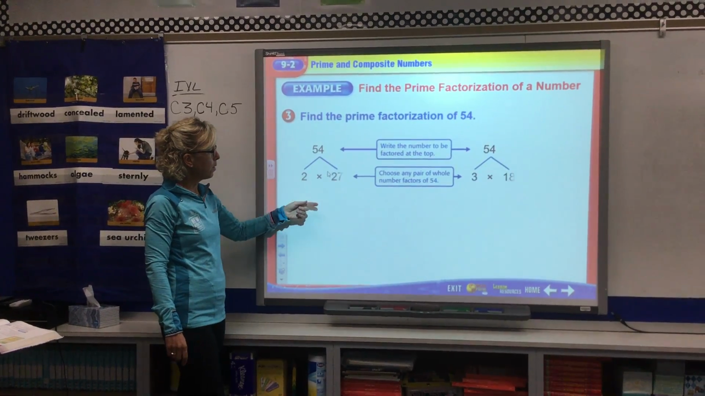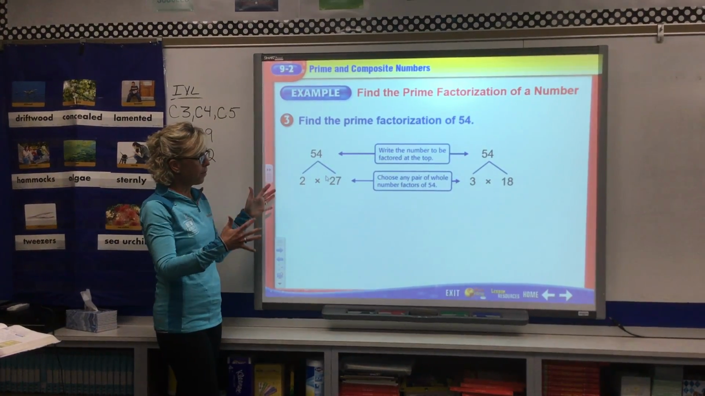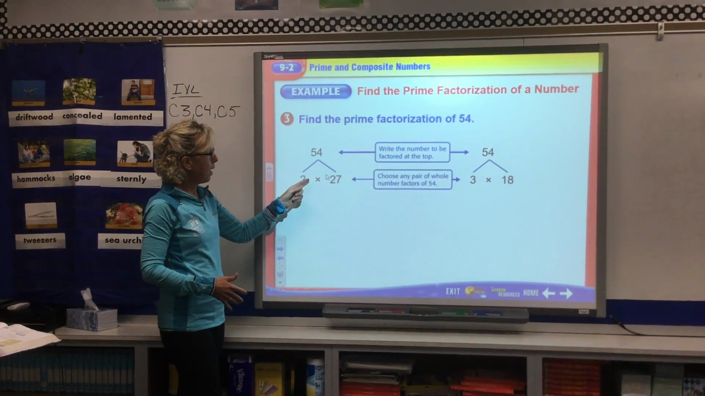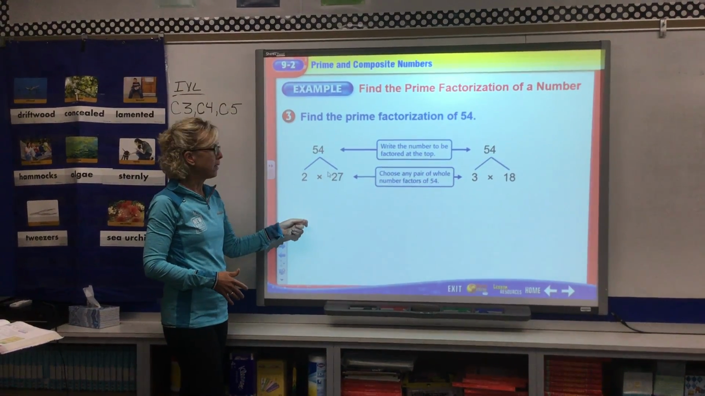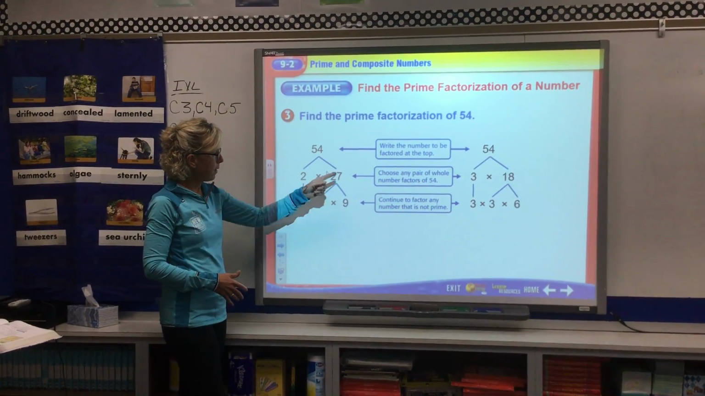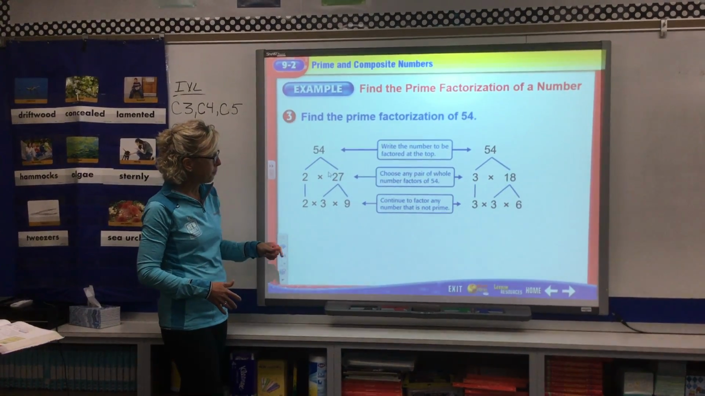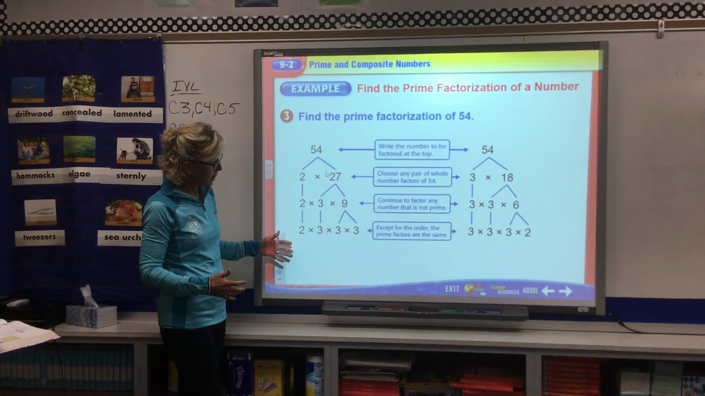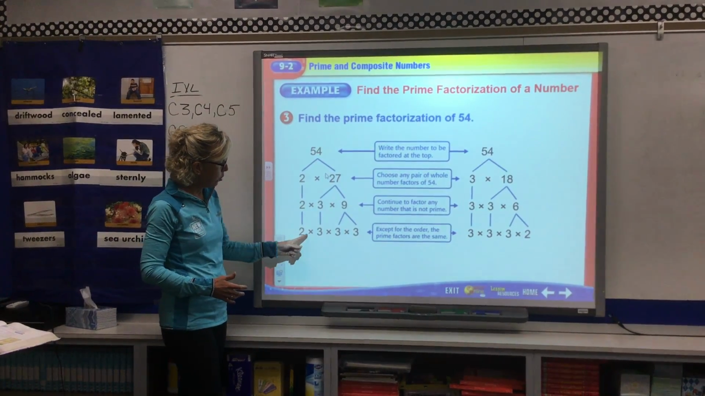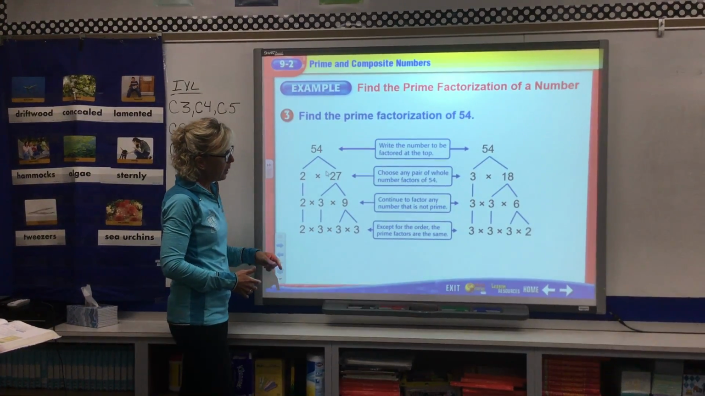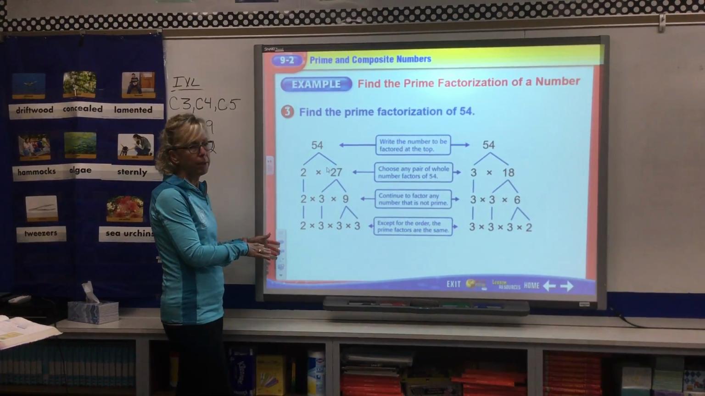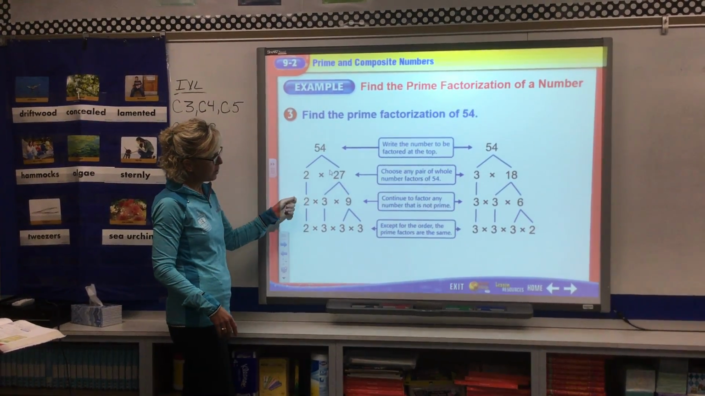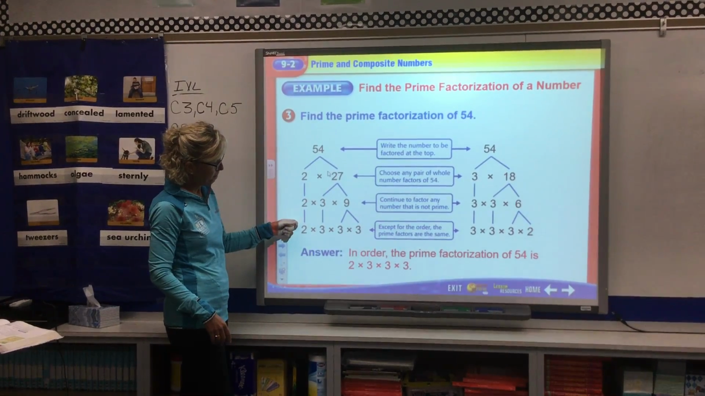Okay, they wrote their numbers, and there's oftentimes different ways that you could break these numbers down. I chose, because it was an even number, I oftentimes, like I said, will just divide it by 2, or put 2 times whatever. You could also say 3 times 18. Either way, in the end, you're going to come up with the same numbers. We said 2 times 3 times 3 times 3, and you want to list them typically in order from smallest to largest number. Okay?